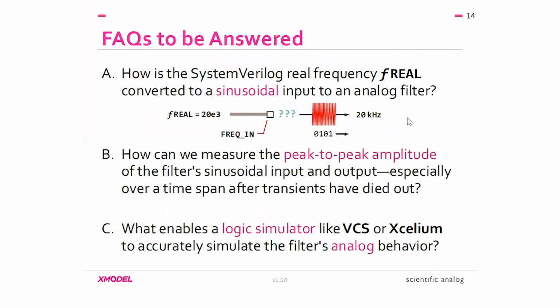Let's mention a few more frequently asked questions that we'll answer in the sections ahead. How do we actually convert that randomized real frequency variable, f real, into an analog sine wave? We'll see that in the next section. Question B, how can we measure the peak-to-peak amplitude of the sinusoid that leaves the DUT, especially measuring it over time after we're sure all the transients have died away? We'll answer that in the next section.